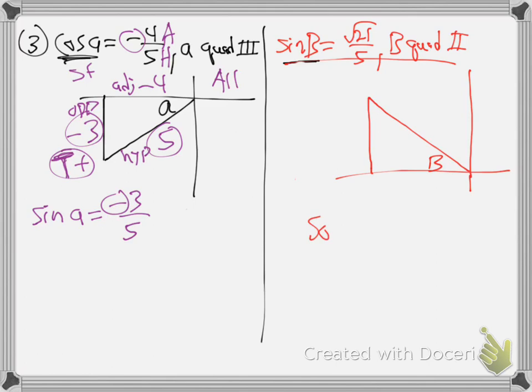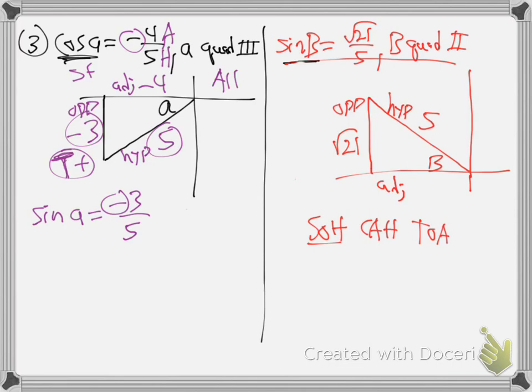Sine, yeah, SOHCAHTOA again. Sine of B, opposite over hypotenuse. This is opposite, adjacent, hypotenuse. So sine of B is opposite root 21 over hypotenuse 5. We good there? How do we find the other side? The Pythag, our friend the Pythag, right?